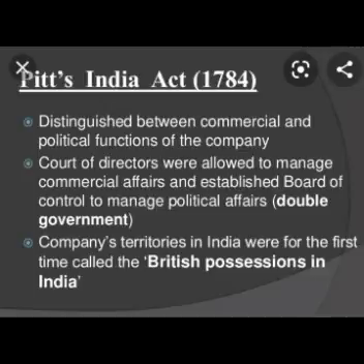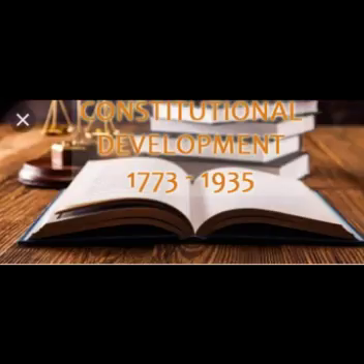According to this act, Supreme Court of Judicature was established in Calcutta. In this central court, a Chief Justice and three ordinary judges were there. Like this, the name of the Regulating Act suggests that the Act was aimed at regulating the company affairs.